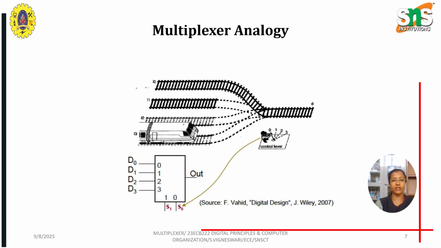The multiplexer analogy is similar to different railway tracks leading to a common destination point. Based on the control lever you choose, the train from the different tracks, maybe D0, D1, D2, D3, depending upon the control lever position, will be directed to the output D. Here the control lever position is related to the selection lines S0 or S1 accordingly.